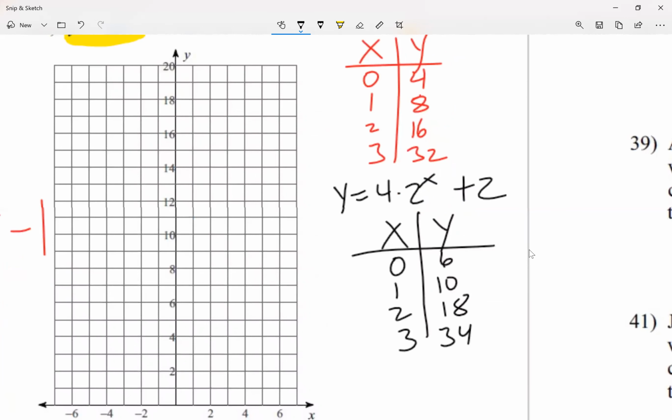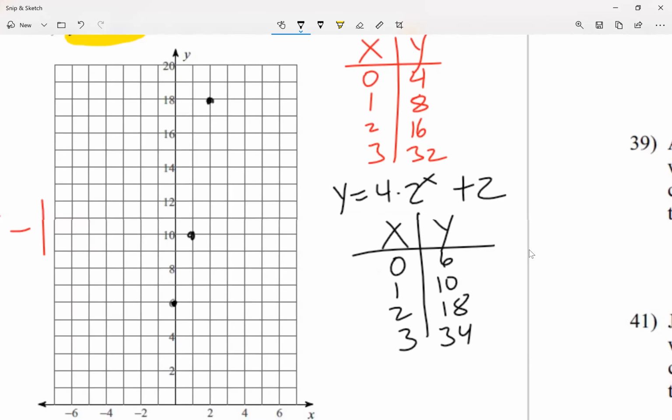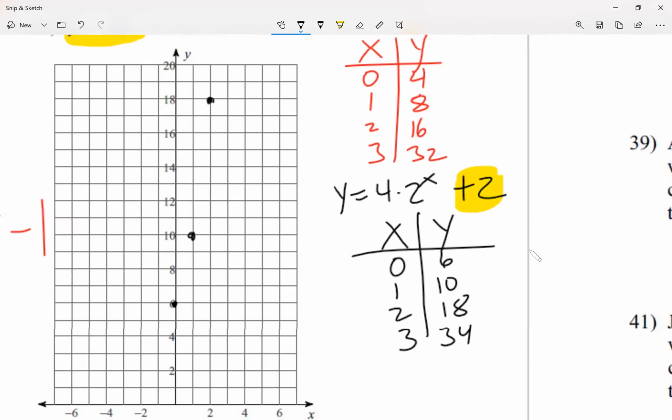Okay, so let's see. My first point is 0, 6, 1, 10, 2, 18. Now 3, 34, I cannot graph this. And this function, it looks like it's going up. It is not going to approach 0 this time. It's going to approach +2 on the left side.